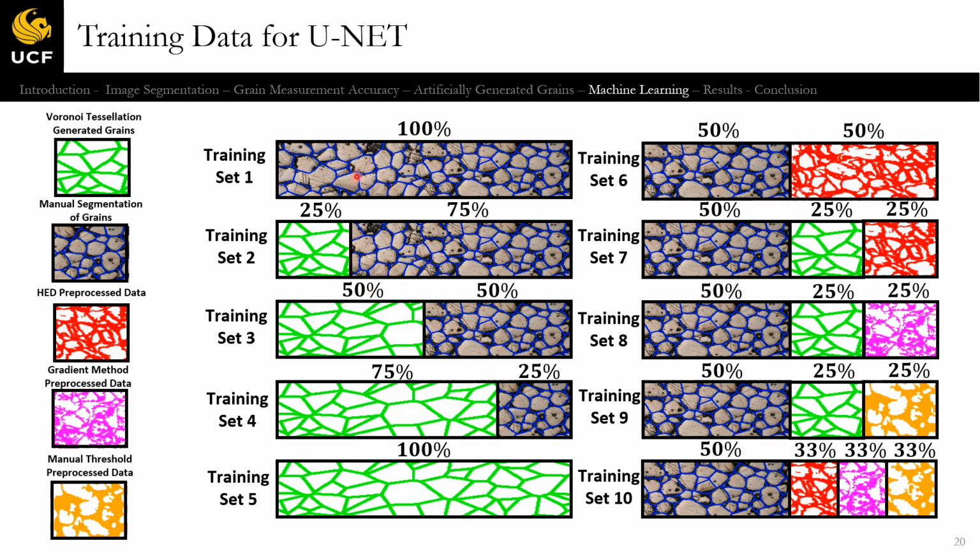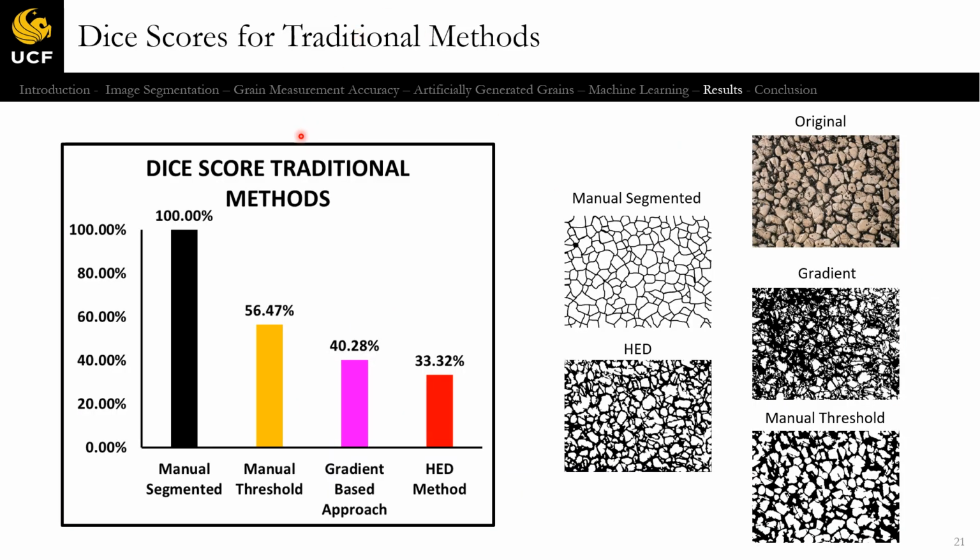So it will be interesting to see what scores these get from a dice score perspective and from a grain measurement perspective. The dice score is basically just a pixel classification score, and it is a very common score used in machine learning when talking about pixel classification. Manually segmented scores 100% because it is used as our baseline, our ground truth. Manual threshold actually did the best at 56.47%. Gradient-based approach got 40%, and the HED method actually did the worst.